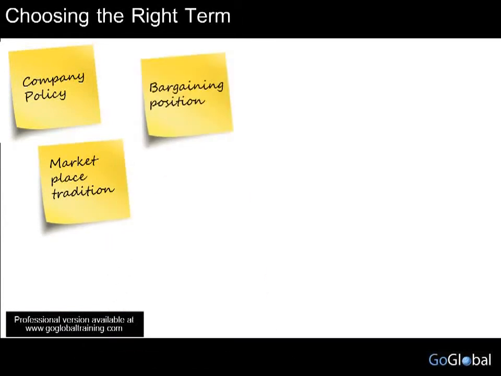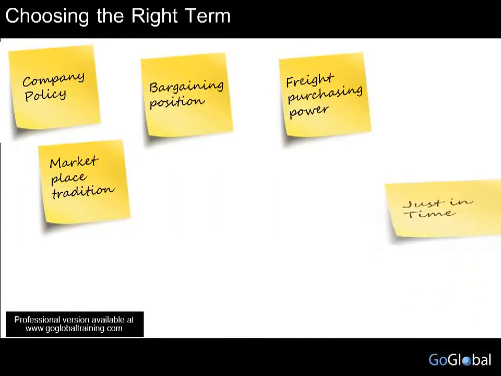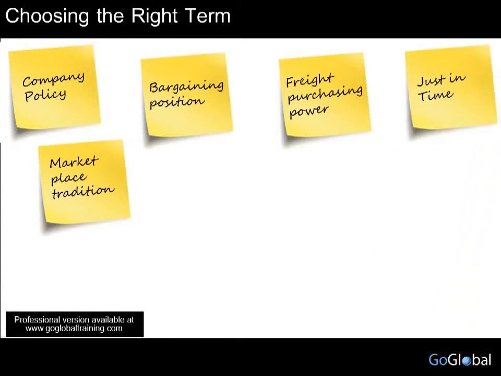The trading relationship and bargaining position of the parties involved may also affect the choice of term. An exporter in a competitive market may offer to assist in the shipment in order to gain a competitive advantage. Other factors include the freight purchasing power of the parties involved, for example, where one party shipping larger quantities can benefit from lower shipping costs. The degree of control required by either side. It may be that the buyer prefers to control the delivery just to support its just-in-time production strategy.